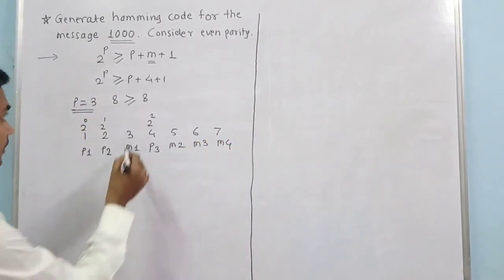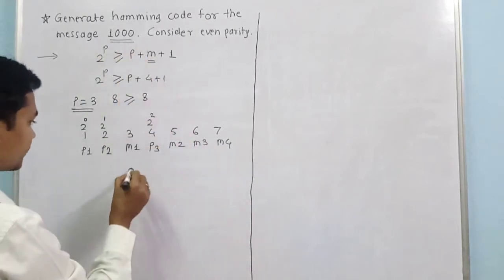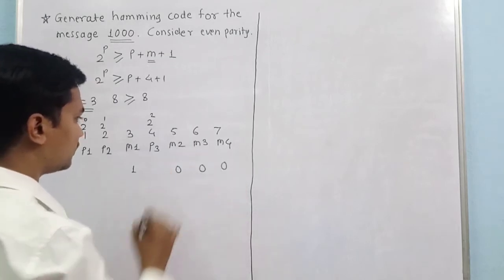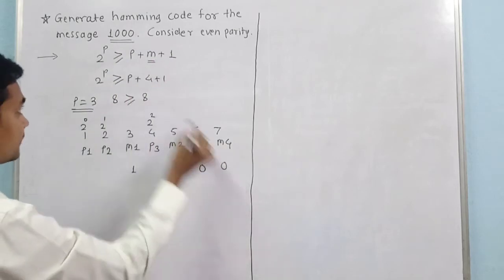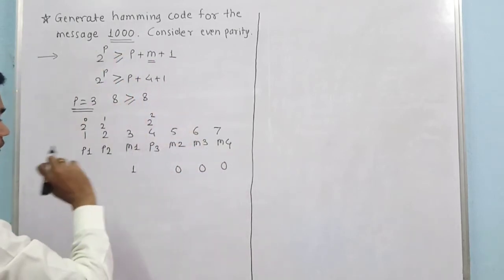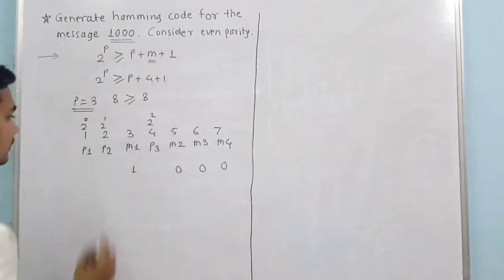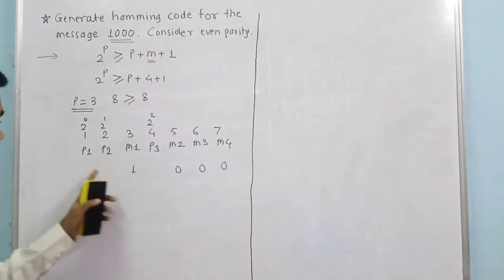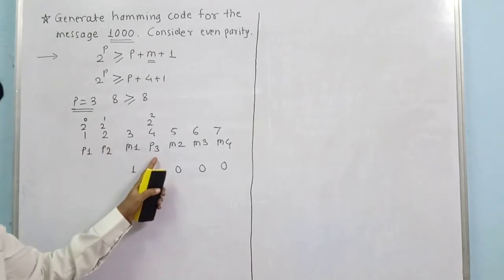The message bits are already given in the example, that is 1000, so write here 1, 0, 0 and 0. Here M1 is the MSB and M4 is the LSB. In the case of parity bits, P1 is the LSB and P3 is the MSB.